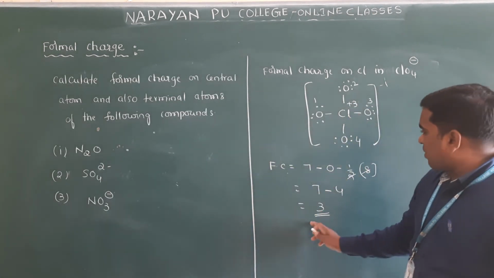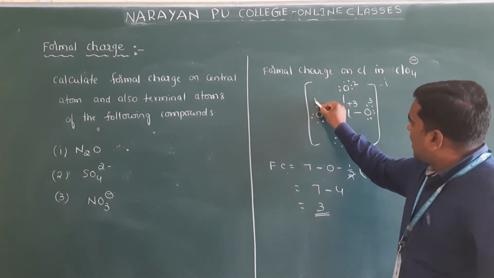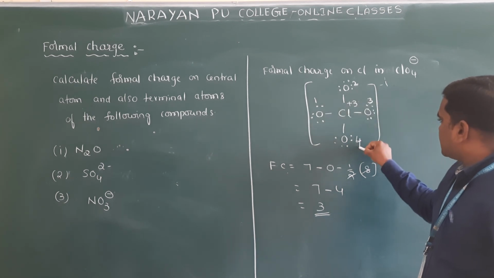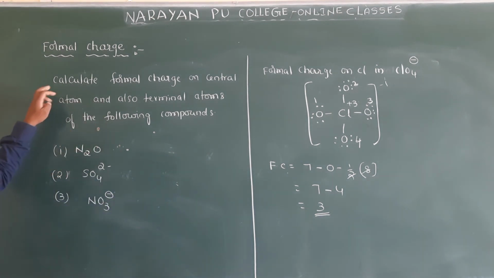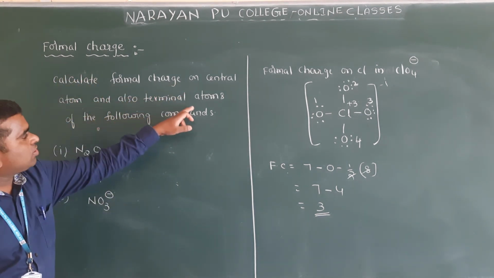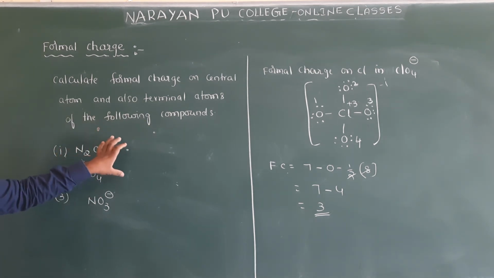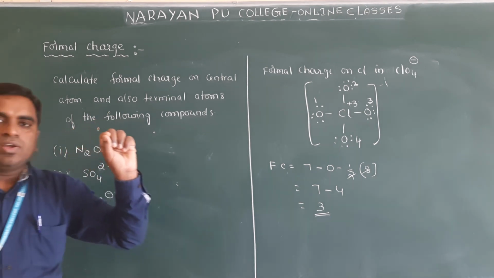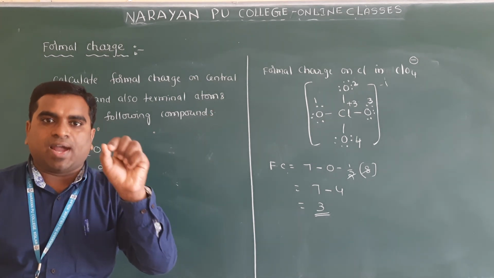So this is the formal charge on the central atom, and you also calculate the formal charge of each terminal oxygen in this compound. I have also given homework for you. Calculate the formal charge on the central atom and also the terminal atoms of the following compounds. First of all write the Lewis dot structure, and after that calculate the formal charge for the central atom and also for all the terminal atoms. And this is homework.